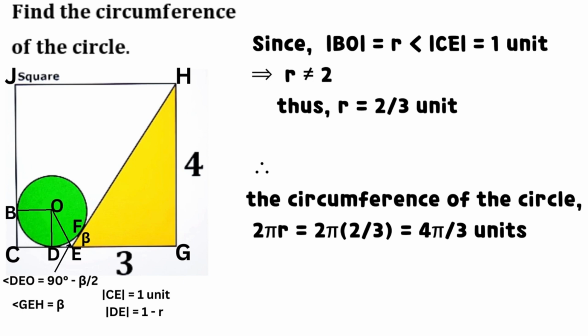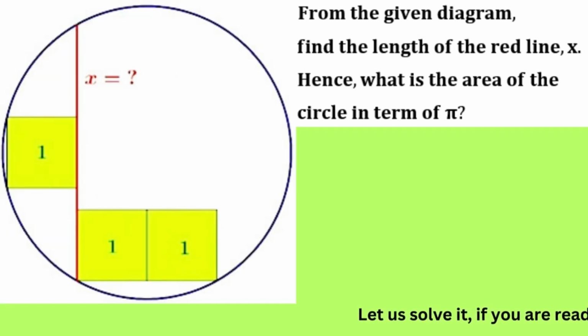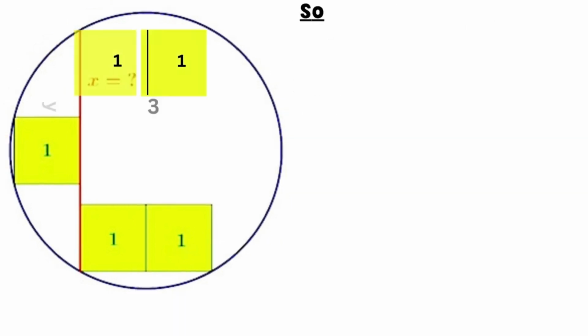Therefore, the circumference of the circle equals the product of 2 and pi times r, which equals the product of 4 and pi, all divided by 3, in units, after substitution and simplification of values. Required to find the length of the red line, labeled x, and the area of the circle in terms of pi.